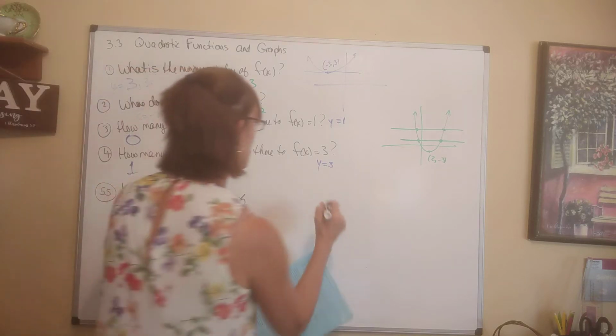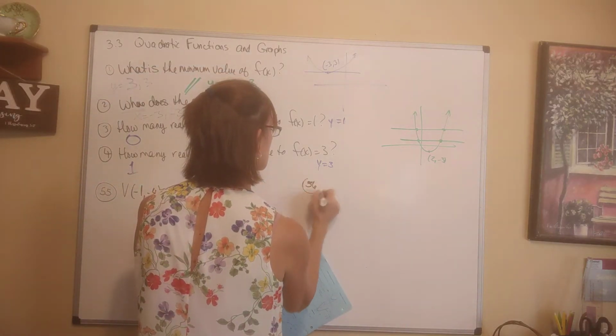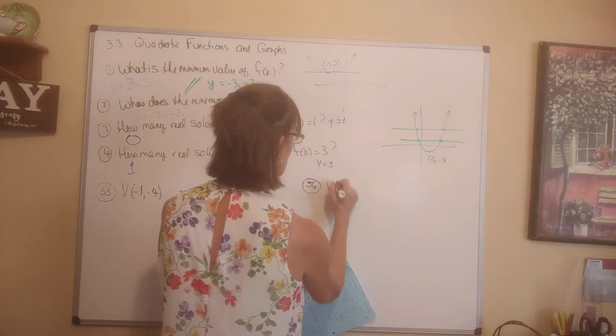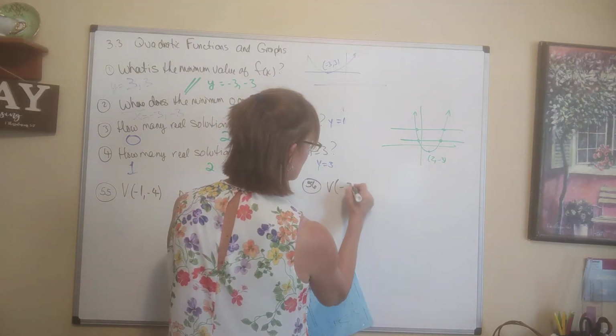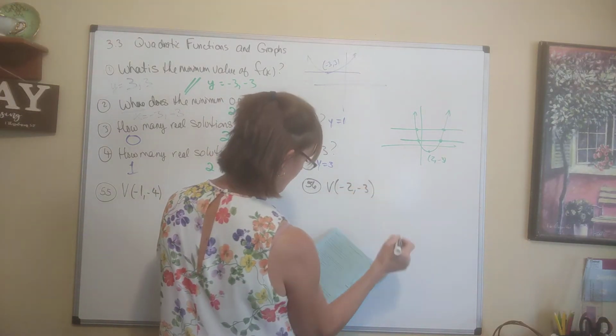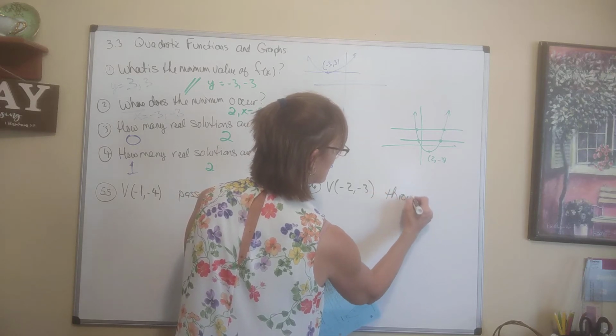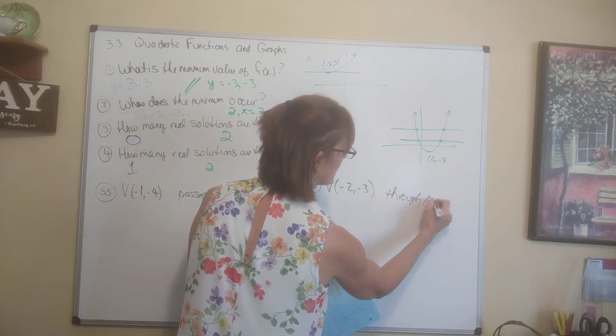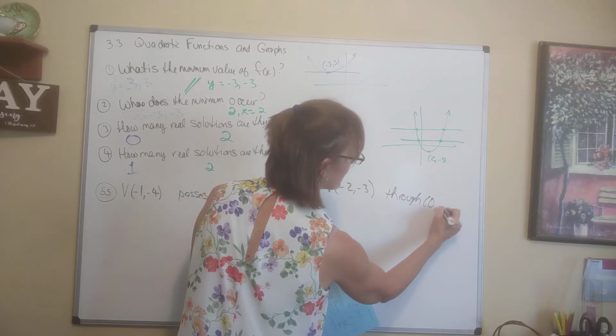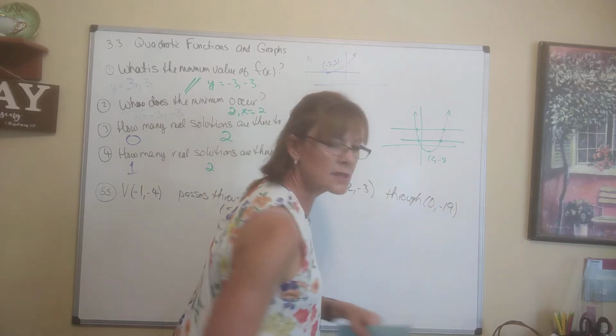And then 56 is something similar. They tell us that the vertex is at -2, -3, and it passes through 0, -19. Okay, this is what they tell us.